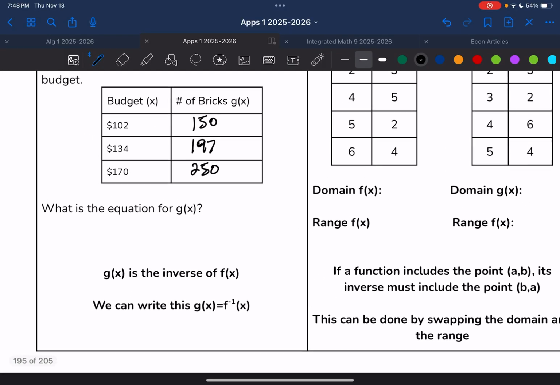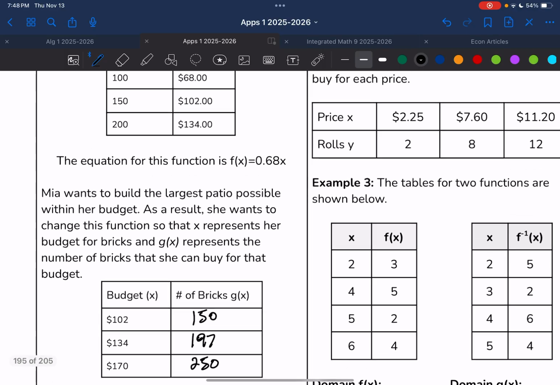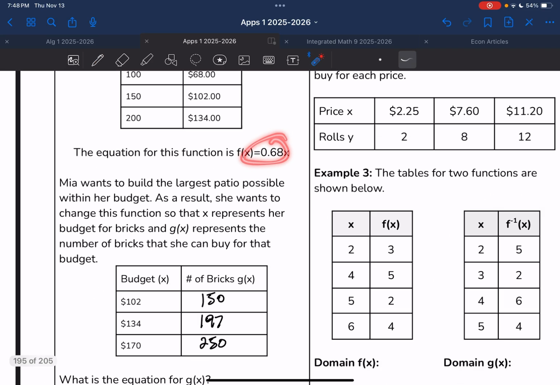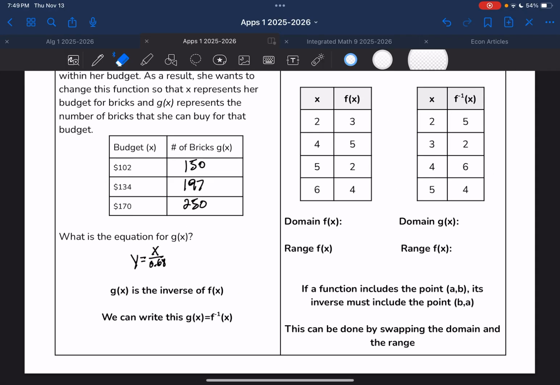Well, the equation for this is going to be y equals x over 0.68, right? We divided. See, up here, we multiplied by 0.68. Down here, we divided by 0.68. Or sorry, that should be g of x.